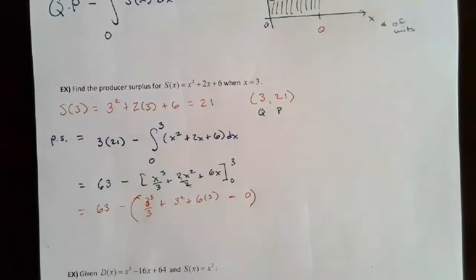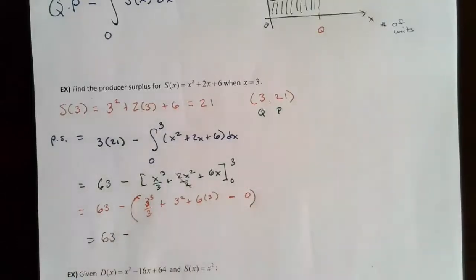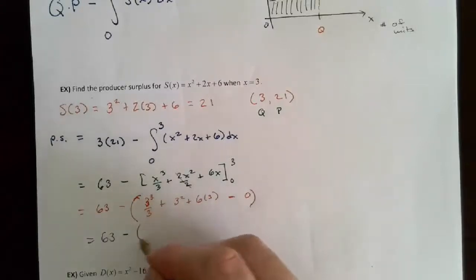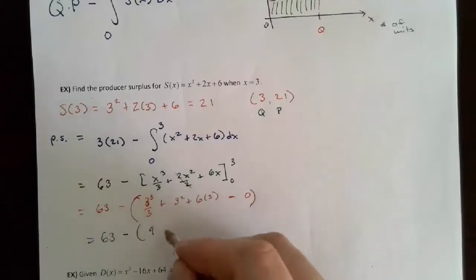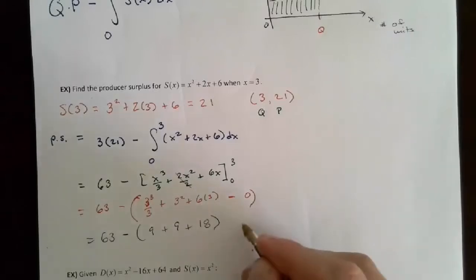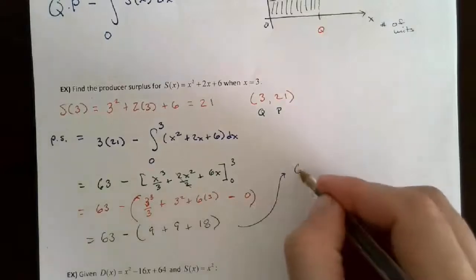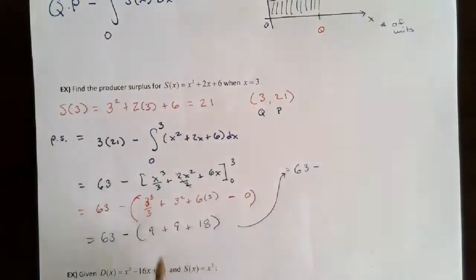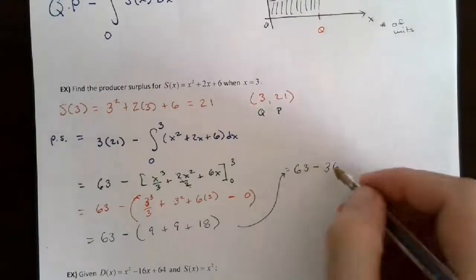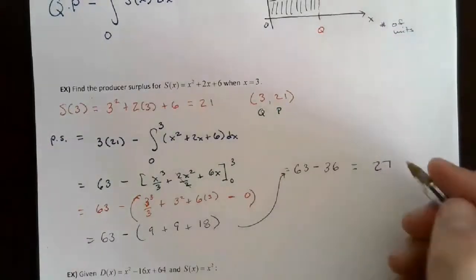And then we'll simplify what we have. We've got 63 minus 3 to the third over 3. That's going to be 27 over 3, so minus 9. Plus 3 squared is 9, plus 6 times 3 is 18. I don't distribute, I'll just combine those, and then subtract. So 63 minus 9 plus 9 is 18, plus 18 gives me 36. 63 minus 36 equals 27.